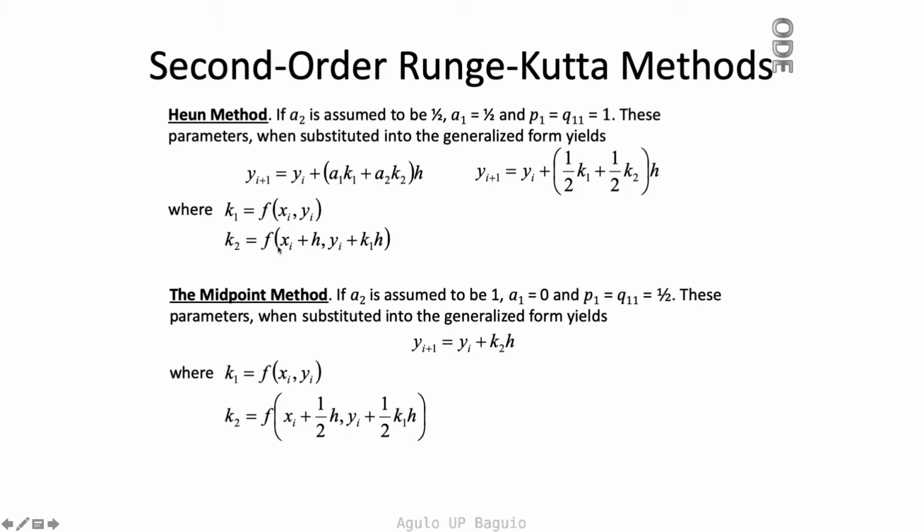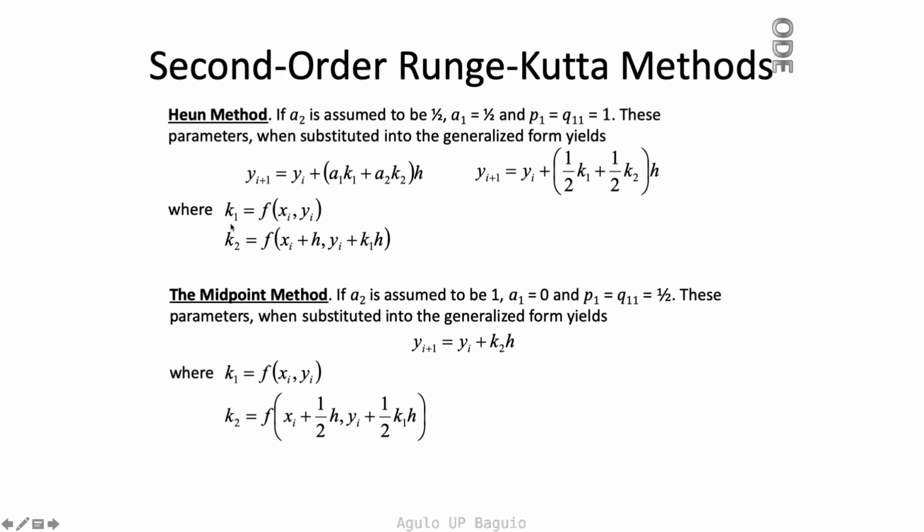K2 is now equal to f of xi plus h, y sub i plus k1h. If K2 wasn't present, and if A2 is equal to 1, then that would be Euler's equation. We would be doing Euler's method. Okay, so for this method where A2 is equal to 1/2, this is called the Heun method.